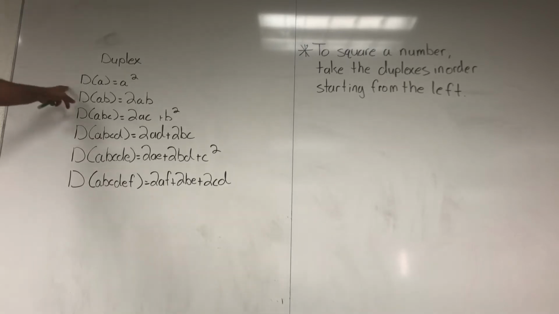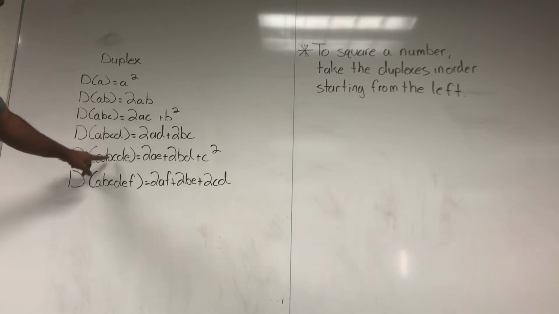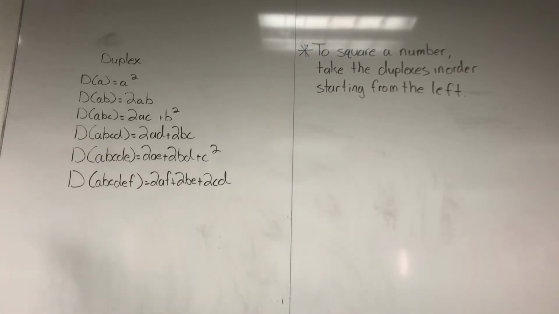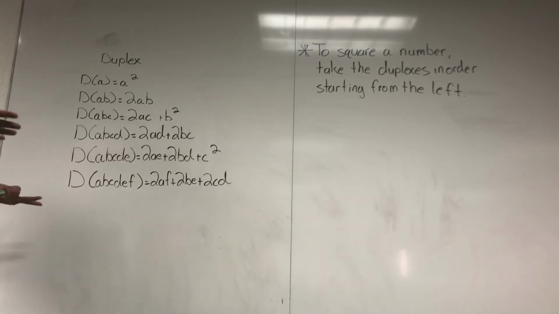So this represents a duplex of a 1-digit number, like 1. This represents a duplex of a 2-digit number, 3-digit number, 4-digit number, 5-digit number, 6-digit number. So how the heck are we getting this? Well, there's a pattern to all this. So this is a 1, 2, 3, 4, 5, 6-digit number. That's what it stands for. So here's how the pattern works.